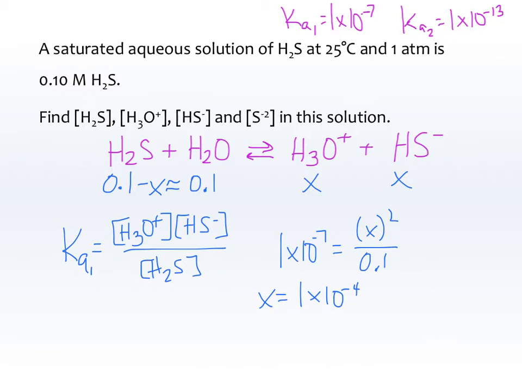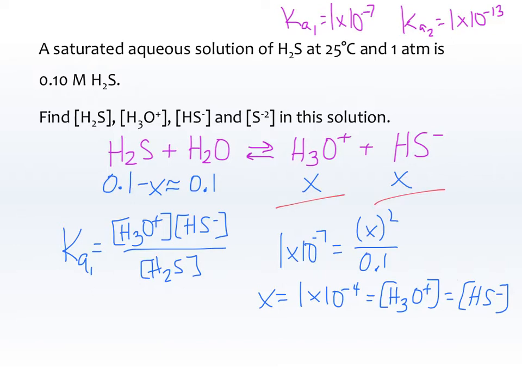Okay, so x is equal to 1 times 10 to the negative 4. Now in the equation, we said that x was equal to H3O plus, and x is also equal to HS minus. X is equal to H3O plus and HS minus. So that 1 times 10 to the negative 4 is both of those entities.